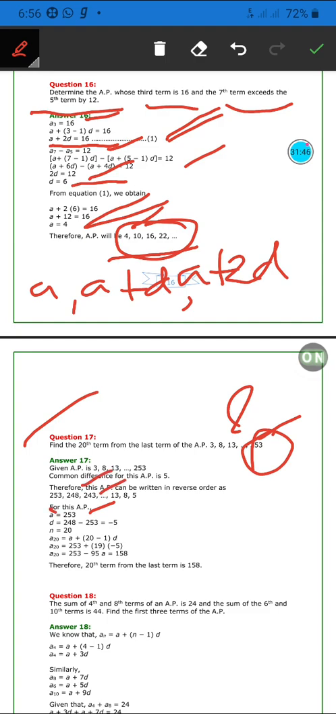So there are 20 terms, so n equal to 20. So A20 becomes 158. Okay.